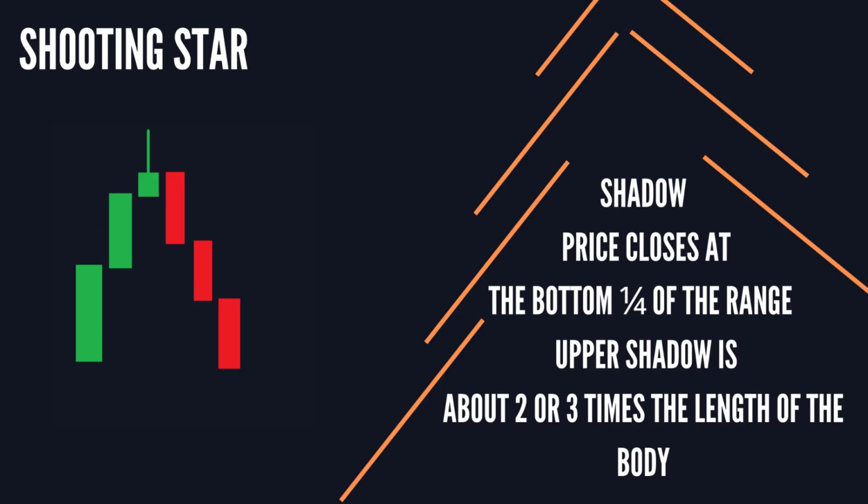Shooting star. A shooting star is a 1 candle bearish reversal pattern that forms after an advance in price. It has a shadow. The price closes at the bottom. The upper shadow is about 2 or 3 times the length of the body. And this is what a shooting star means. When the market opens, the buyers took control and pushed the price higher. The selling pressure is so strong that it closed below the opening price. In short, a shooting star is a bearish reversal candlestick pattern that shows rejection of higher prices.